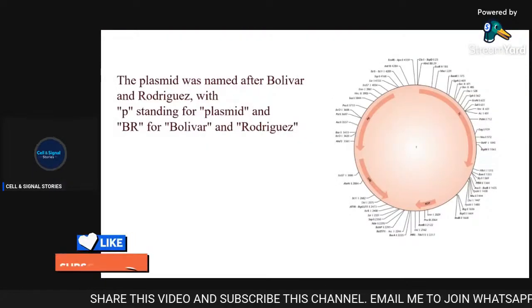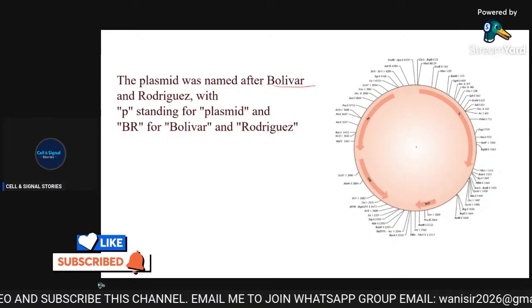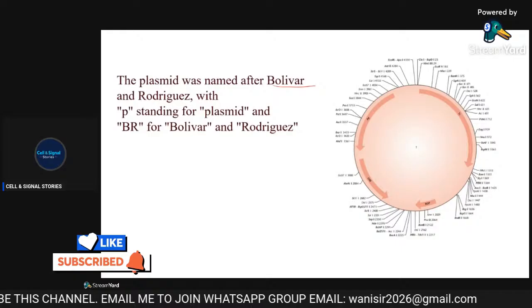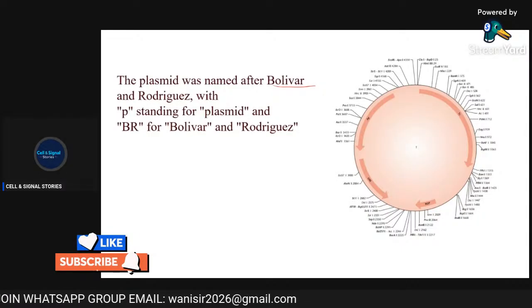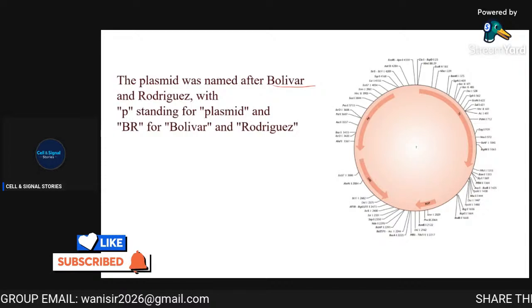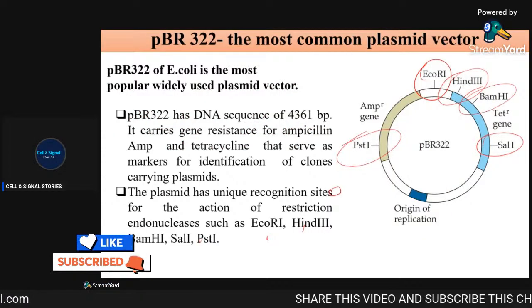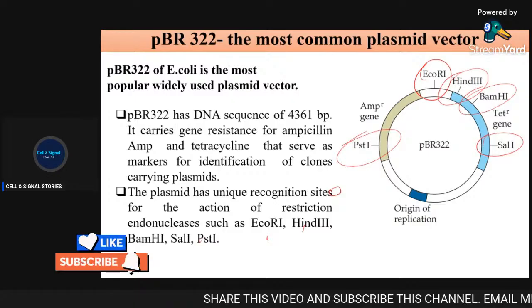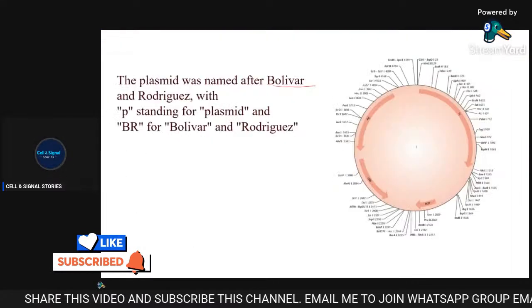Now, the plasmid was named after Bolivar and Rodriguez, who started to form it. The plasmid has other things as well, with ampicillin, tetracycline, and other restriction endonucleases, and we are mostly learning about four of these restriction endonuclease types in order to remember and make it easy for you.